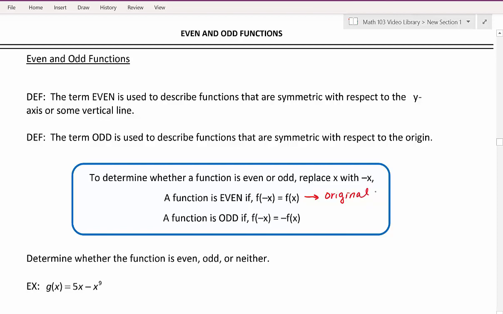A function is odd if f of negative x equals negative f of x. So if when we plug negative x in for x and we clean it up, we get negative 1 times the original, it's going to be an odd function. If it's not either one of those two very specific situations, then the function is neither even nor odd.